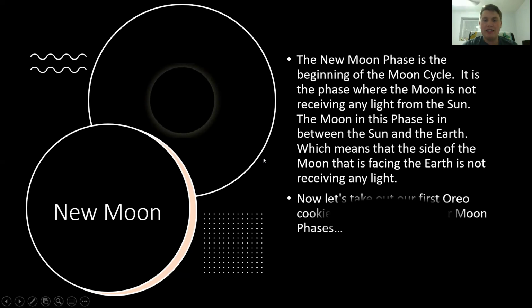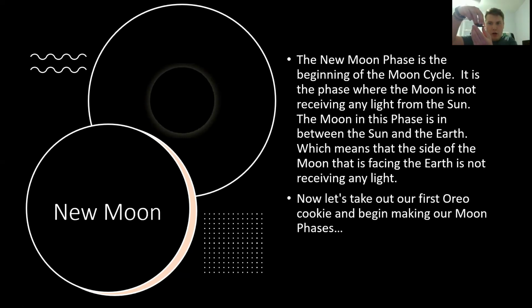So how we're going to make this moon phase, let's get our first cookie, and you just take the top off, and you see how it's like that. You can set that off to the side because you will need this one later.